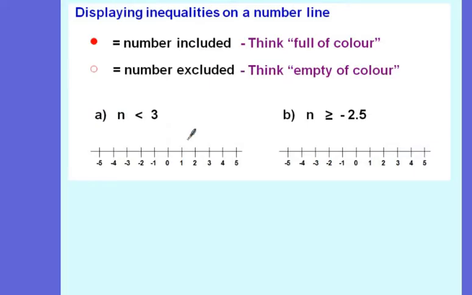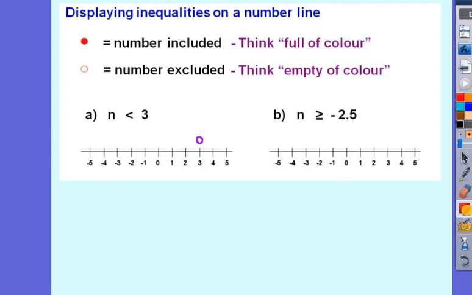Okay, another quick recap. We were displaying inequalities on a number line, and we said if we had a filled in circle, that meant the number itself was included, and if it was an empty circle, it meant the number itself was excluded. So for my first example, I've got n is less than 3. Now it's not less than or equal to, so we cannot include the number 3. However, we need to include all the numbers that are less than 3.